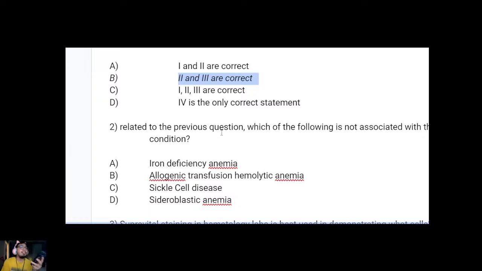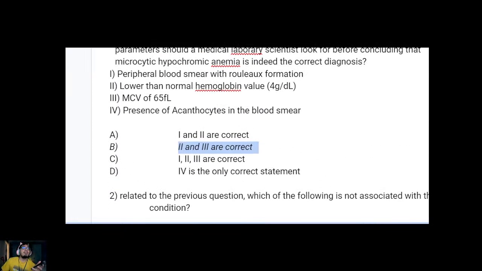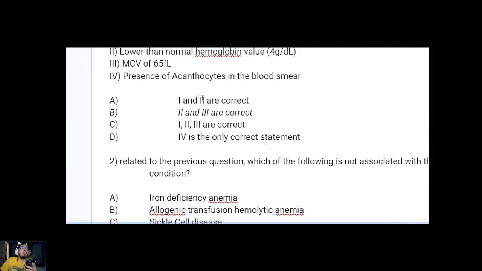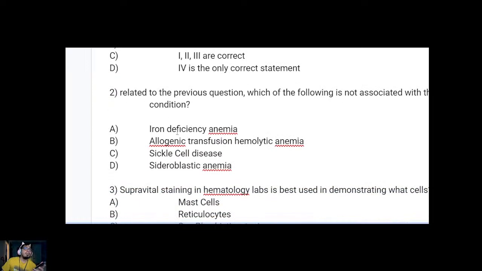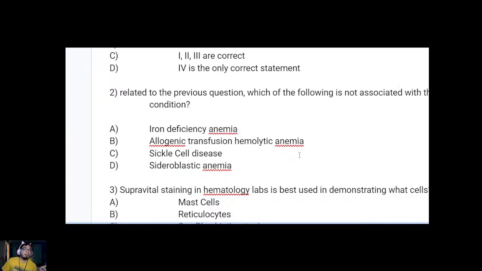Alright, next, let's continue. Related to the previous question, which of the following is not associated to the patient's condition? Remember, hinighlight ko kanina dito, microcytic hypochromic anemia. You have supporting data here. Items 1 and 2 and 3. So, iron deficiency anemia, is it microcytic hypochromic anemia? Yes. Sickle cell disease, kakasabi ko lang kanina doon sa may blood transfusion natin, yes. Sideroblastic anemia, yes. Allogenic hemolytic transfusion reaction, inechos ko lang kayo dyan, class.